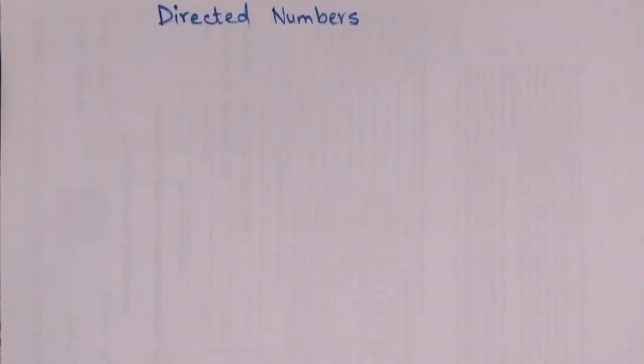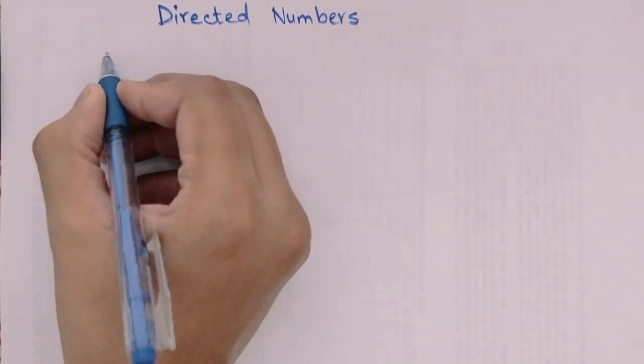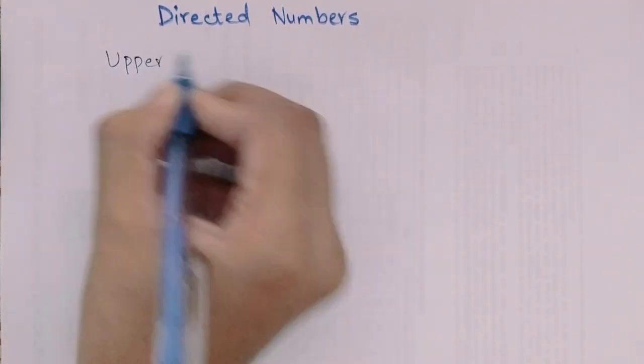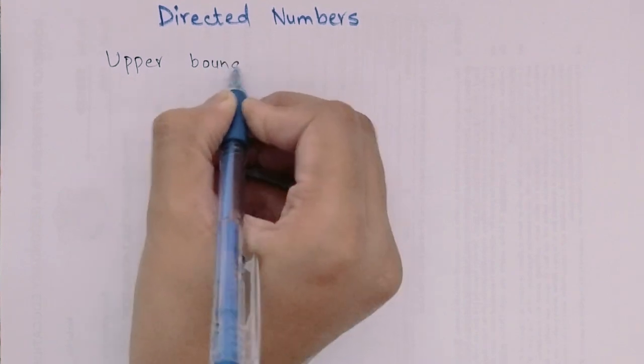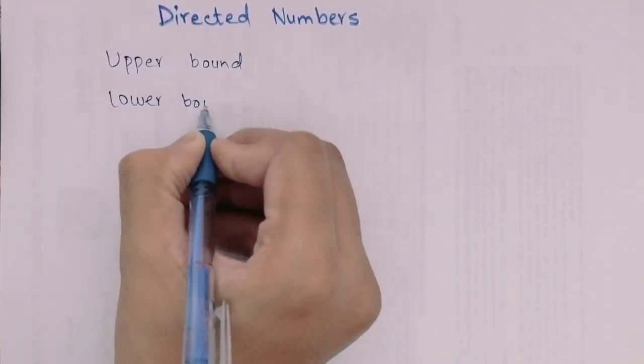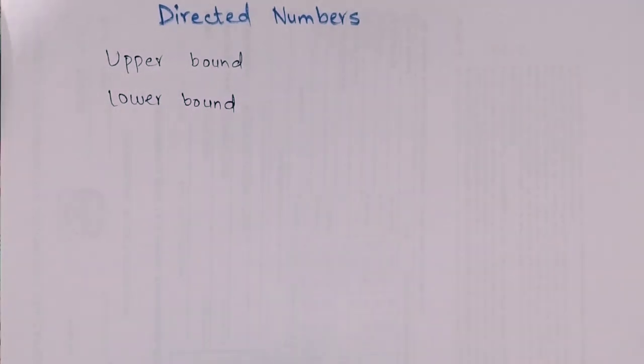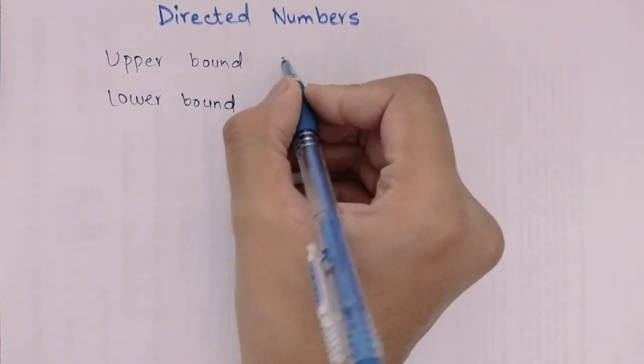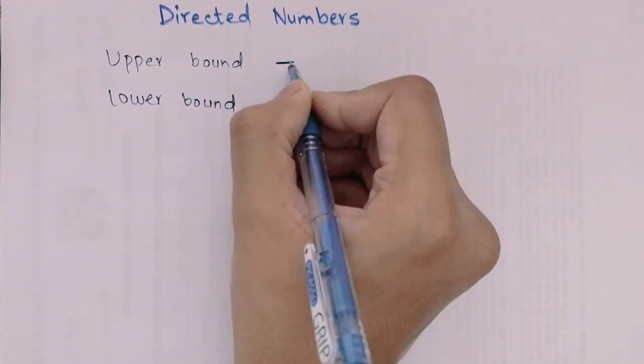The other thing we will discuss in this lecture is directed numbers. In directed numbers you have to know the upper bound and the lower bound. What is the upper bound and lower bound? When you are asked to find the lower bound or the upper bound of a value, for example, this is the value, you have to find the upper bound.